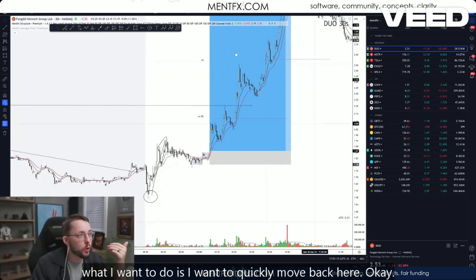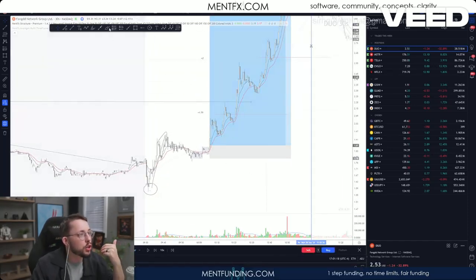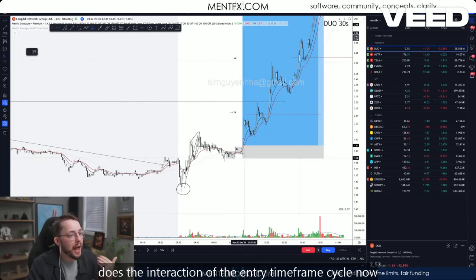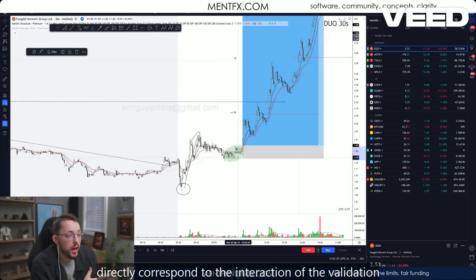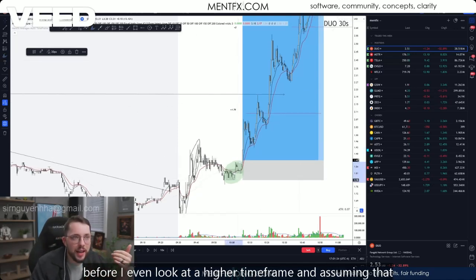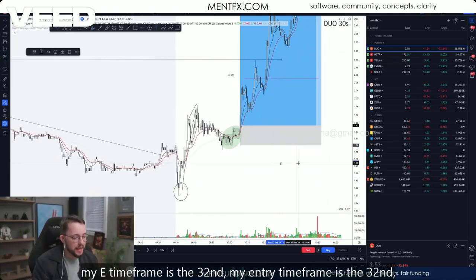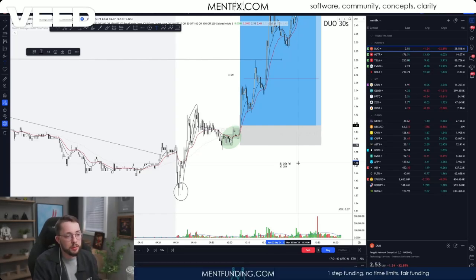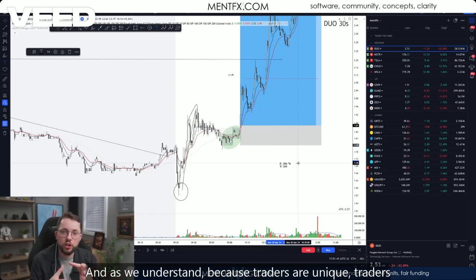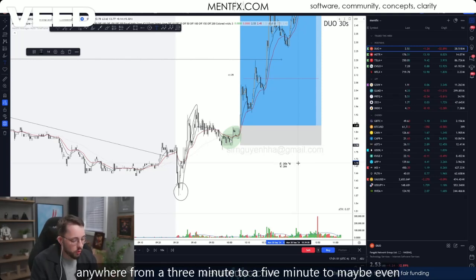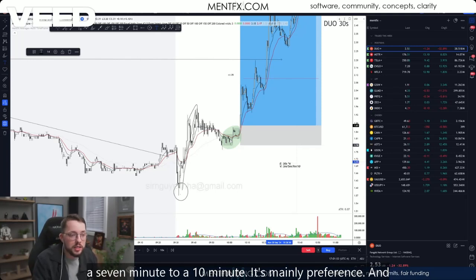Now, what I want to do is quickly move back here and put a green circle highlighting this price action, because the question now is where and how does the interaction of the entry timeframe cycle directly correspond to the interaction of the validation timeframe cycle, and how do they look across the board? So before I even look at a higher time frame, assuming my entry time frame is the 30-second, a multiple of 6 puts us at around a V of 3 minutes. And as we understand, traders are unique, and what you see might be different based on who you are, you can of course use anywhere from a 3 minute to a 5 minute to maybe even a 7 minute to a 10 minute.